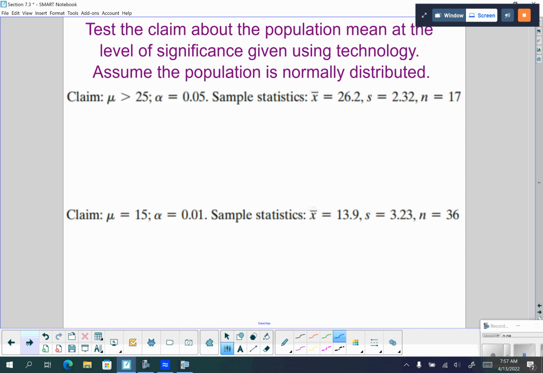So you guys try these two. Okay. So test the claim about the population mean with a level of significance using technology. Assume for both of these that the population is normally distributed. Okay. So use your calculator, find those p-values, compare them to alpha. If p is greater than alpha, we don't reject. If p is less than alpha, we do reject.